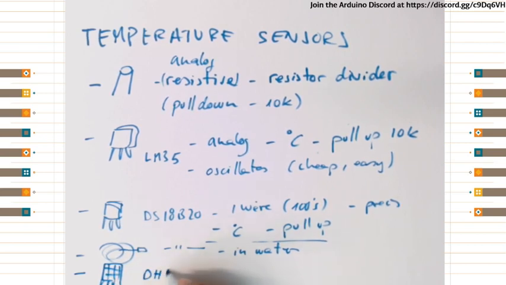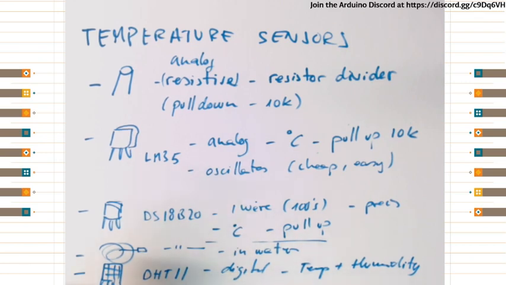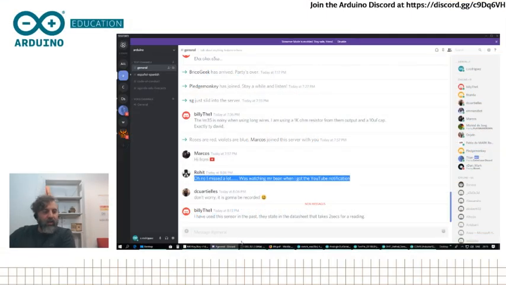Okay, and finally we saw one that comes with this square package that has 4 pins. This is a DHT11, and it's also a digital sensor and measures temperature plus humidity. And as Billy mentioned right now in the chat, and I will just show you the chat, I like when people give opinions, so I'm actually really happy to bring it in. As Billy mentioned in the chat, it's very slow, up to 2 seconds to give a reading.